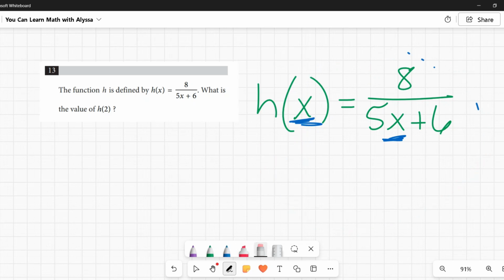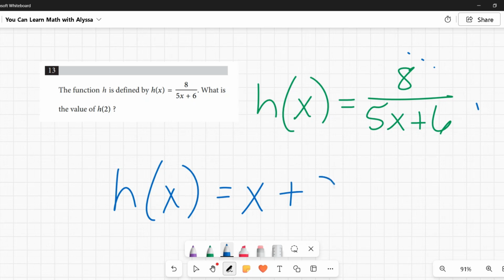So in real numbers, it would be like if I had, say, h of x is equal to x plus 2. And then they asked, what is h of 3? They're saying, I want you to plug in everywhere there's an x on the right side. There's only one in this case. I want you to put a 3 in for it. And then tell me what you get.